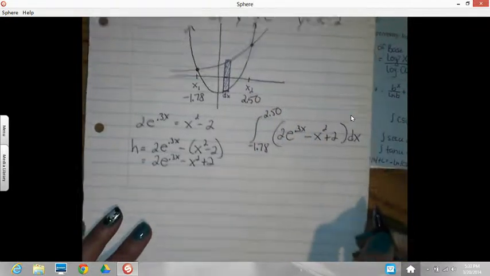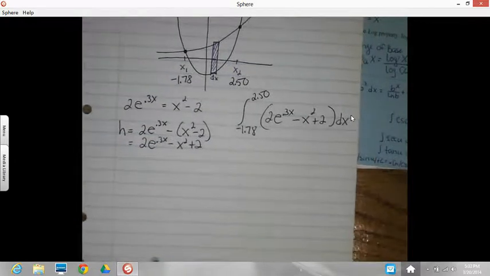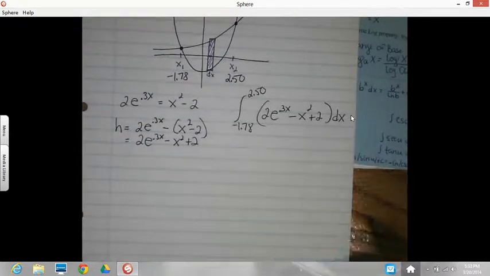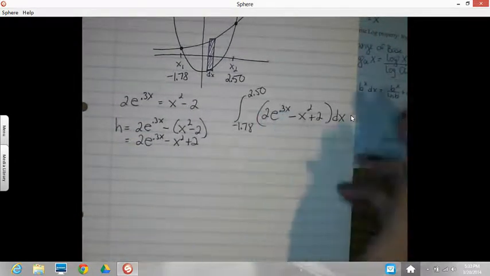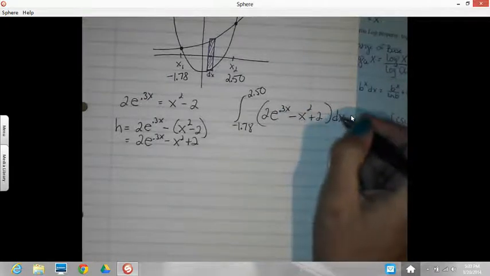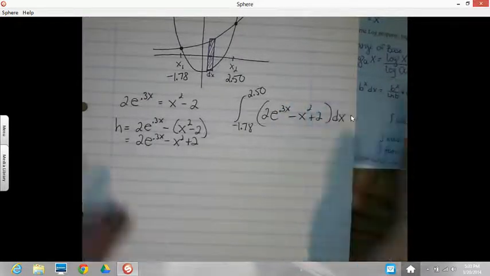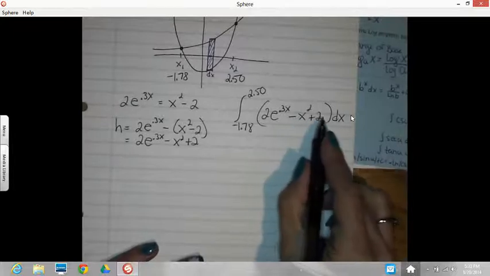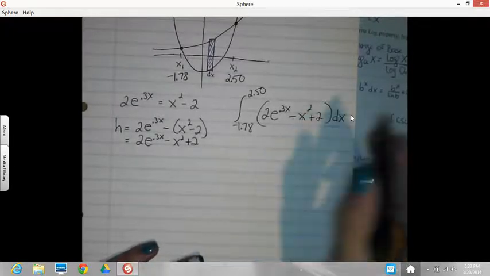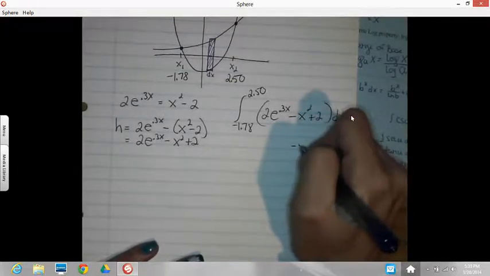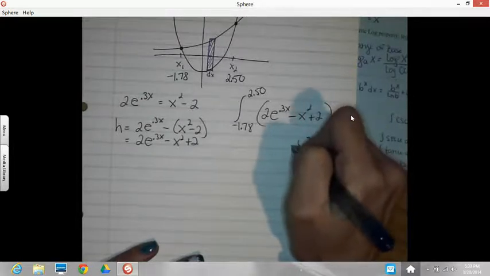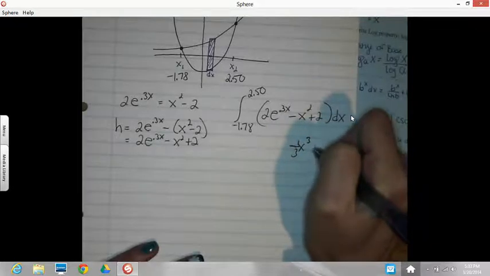Okay, and now I'm ready to integrate. The reason I did this one is this term here. It's been a little while. This is to the first power, so I can just distribute the dx and do each term separately. Each of these are not a problem. I can even do them right now. Negative x cubed times 1/3, plus 2x. This one is a problem.